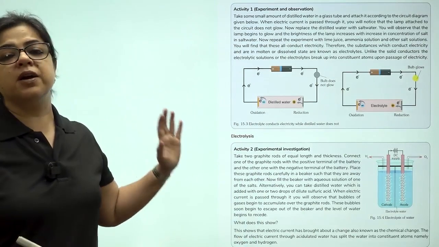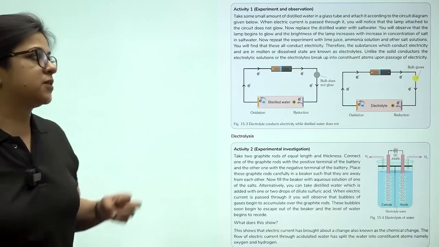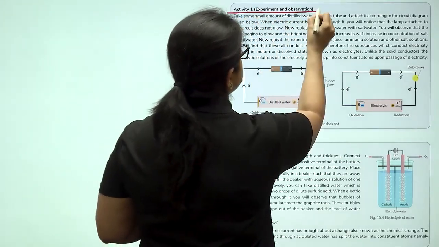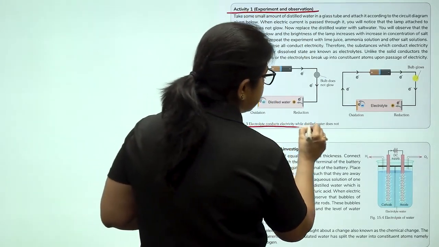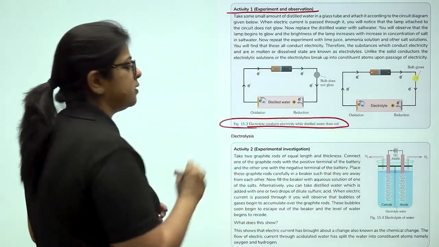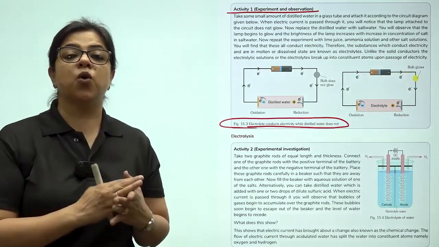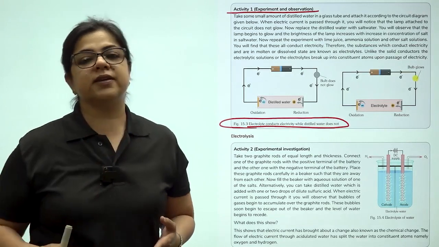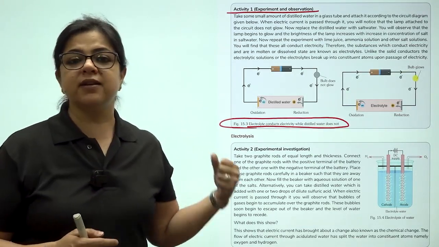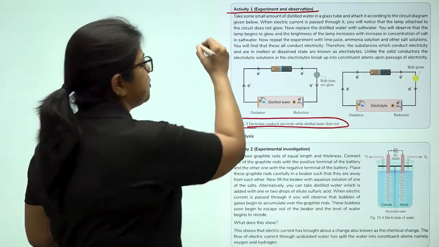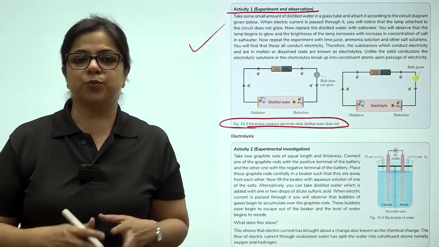Now children, this chapter has been beautifully explained in your book with the help of certain experiments. So here there is an experiment and observation which tells us electrolytes conduct electricity while distilled water does not. So we know that water conducts electricity, but water in its pure form does not conduct electricity. It is only water which has got salts in it that will conduct electricity. This is a simple experiment that can be conducted in your school laboratory under adult supervision.